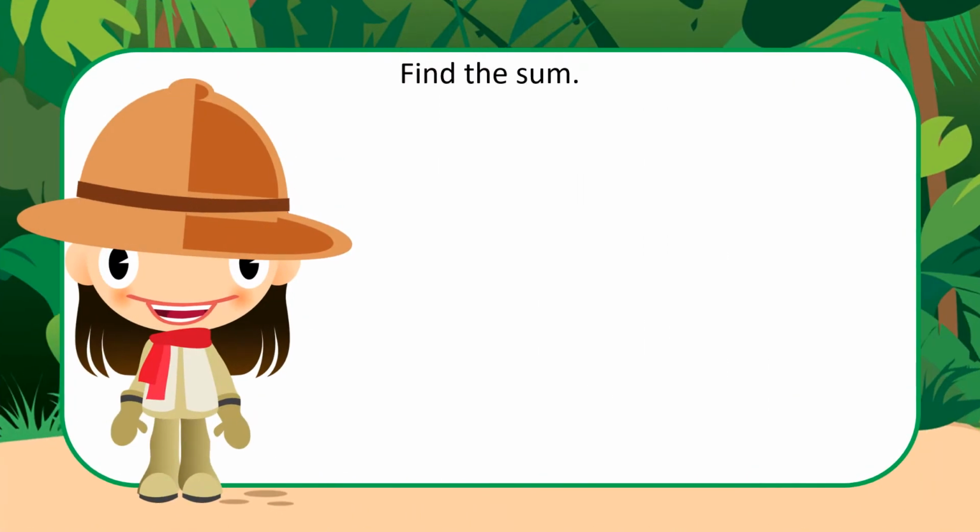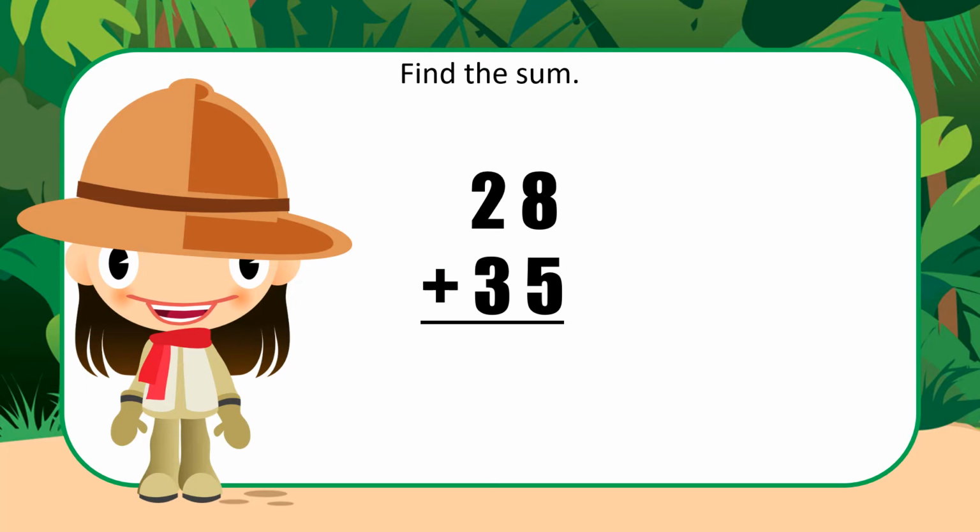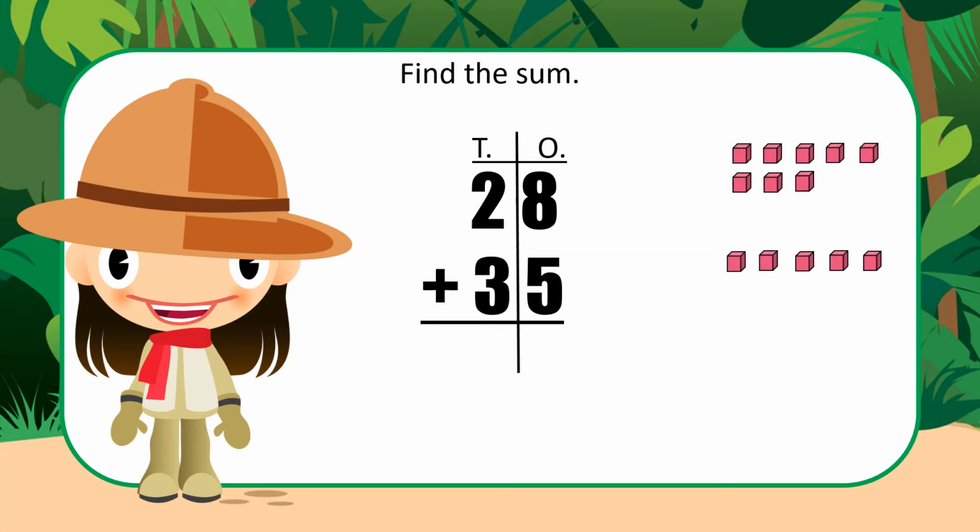Find the sum. 28 plus 35. First things first, put up those columns. Trust me, this is going to help us when it's time to regroup. We begin our adding in the ones column, where we have 8 ones plus 5 ones. 8 plus 5 gives us 13.